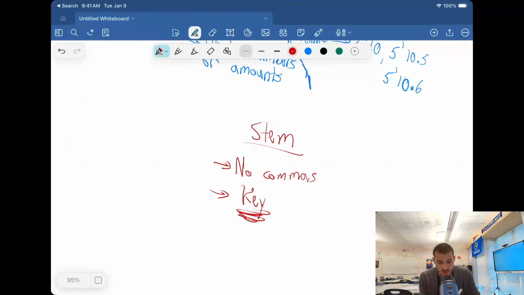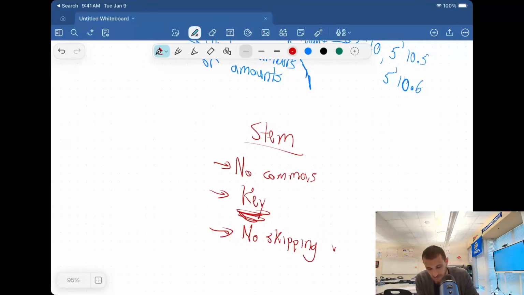And then, of course, no skipping values, right? So the 20s in this case. Don't skip it just because there are no values there. There are values before and after, so you need them. Okay, that's how we read a stem plot.